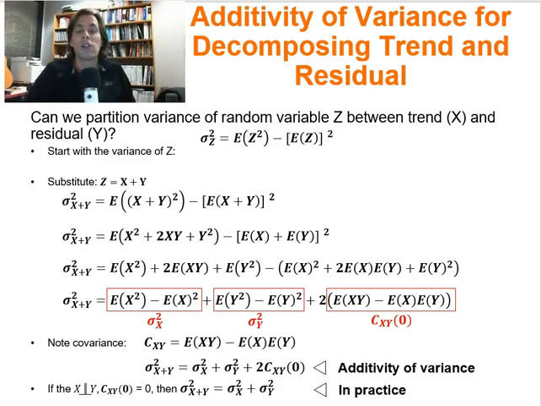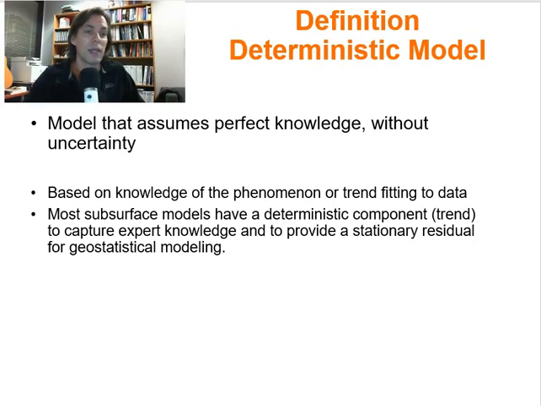We're now thinking about partitioning the total variability between trend and residual. Now, I said the trend was known. And so in that case, we would consider the trend to be a deterministic component of the model. It's a deterministic model that's being used. What is a deterministic model? It's a model that assumes perfect knowledge. There's no uncertainty.